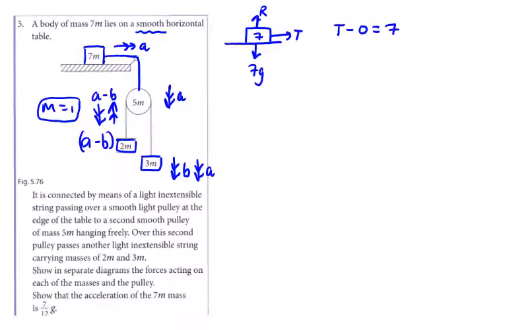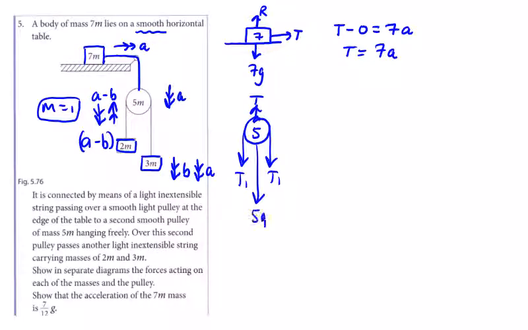So that should help us set up our equations. We'll put our a in. So t is equal to 7a. Now we have our 5. I have my t. I have my 2 strings, t1, t1. I have 5g. And I have my acceleration of a. So 2t1 plus 5g minus t, don't forget your minus t, is equal to ma, 5 times a.